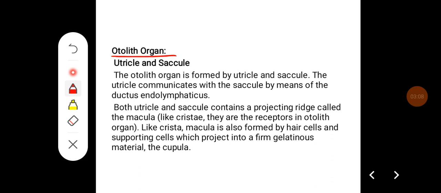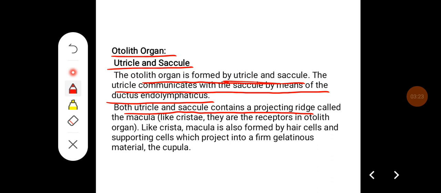Otolith organs, which are called as utricle and saccule. The otolith organ is formed by utricle and saccule. The utricle communicates with the saccule by means of ductus endolymphaticus. Both utricle and saccule contain a projecting ridge called as macula. It is very similar to the cristae, and they are receptors in the otolith organ.